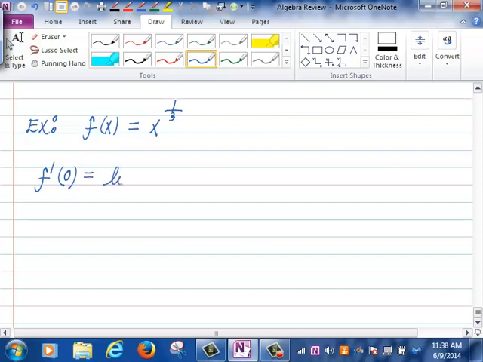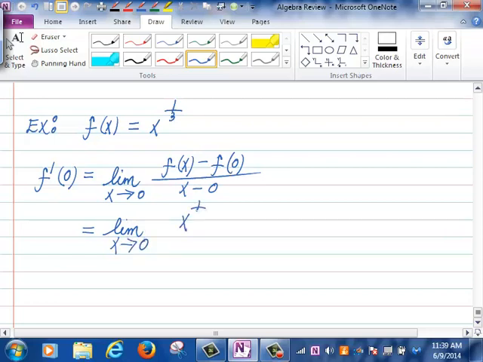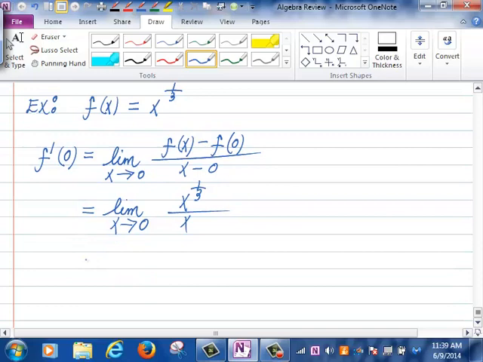would be the limit as x goes to 0 of f of x minus f of 0 divided by x minus 0. And in this limit, f of x is x to the 1/3, f of 0 is 0, so I don't have to write that down. And in the denominator, I also have x, right? So then I could say that this is equal to the limit as x goes to 0 of what?